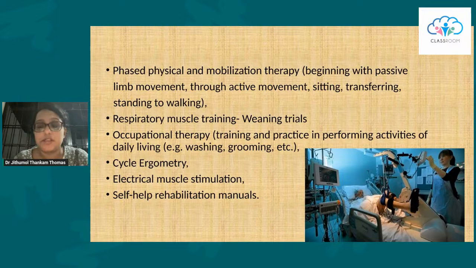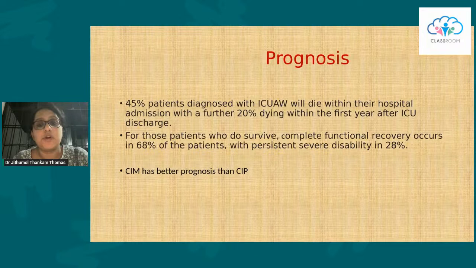Prognosis: 45% of the patients diagnosed with ICU acquired weakness will die within their hospital admission. They're usually critically ill patients. And a further 20% will die within the first year after ICU discharge. For those patients who do survive, complete functional recovery occurs in 50 to 68% of the patients, while about 28% will have persistent disability. Some studies have shown that among the various types of ICU acquired weakness, critical illness myopathy tends to have a better outcome. Not definitive, but there are studies which have shown that.